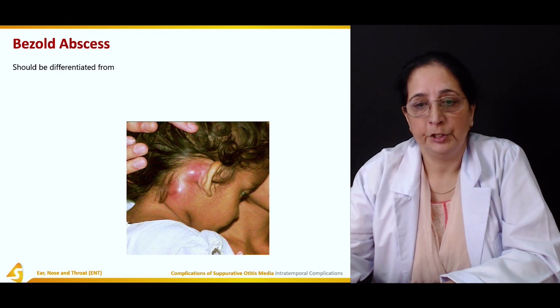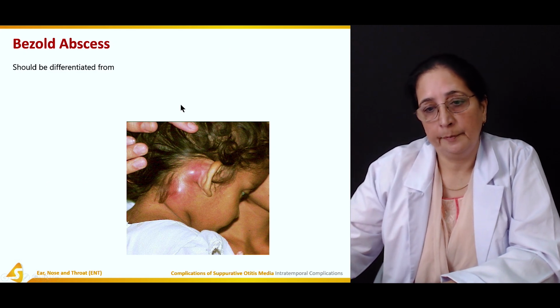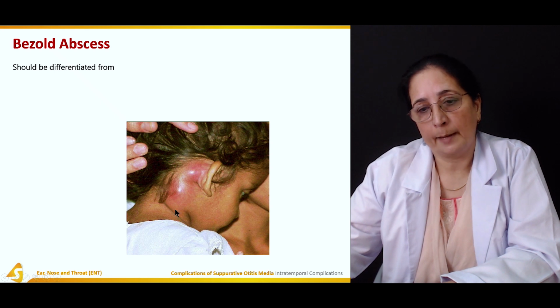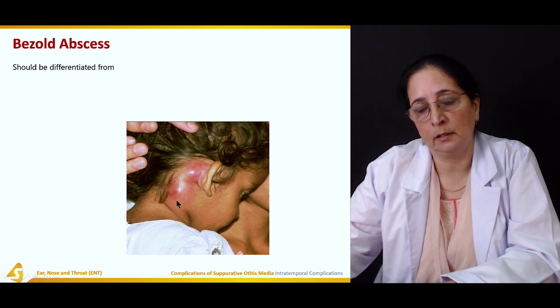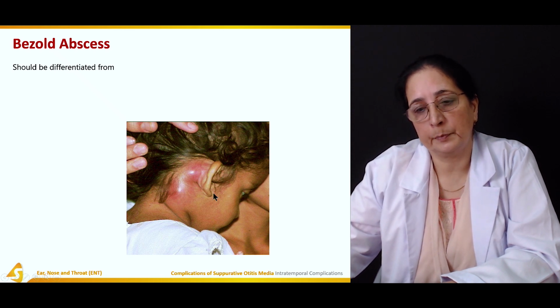Should be differentiated. If you see, this is the picture of Bezold abscess. It's a very, very big swelling here, mastoid area. Sternocleidomastoid muscle is here, and this is all the area, and then it spreads.